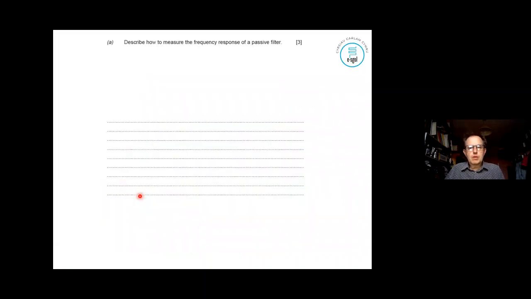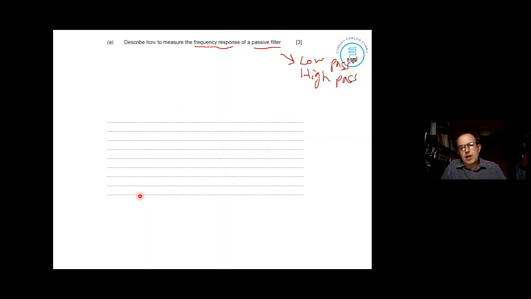Start off by using basically to work out the frequency response. Okay, on passive filters. Right, first thing about a passive filter, you need to know that there are different types of filters. You've got the low pass, you've got a high pass, and you've also got a band pass filter. But the frequency response will be different on each one of those three. So how do you measure basically the frequency response with those?